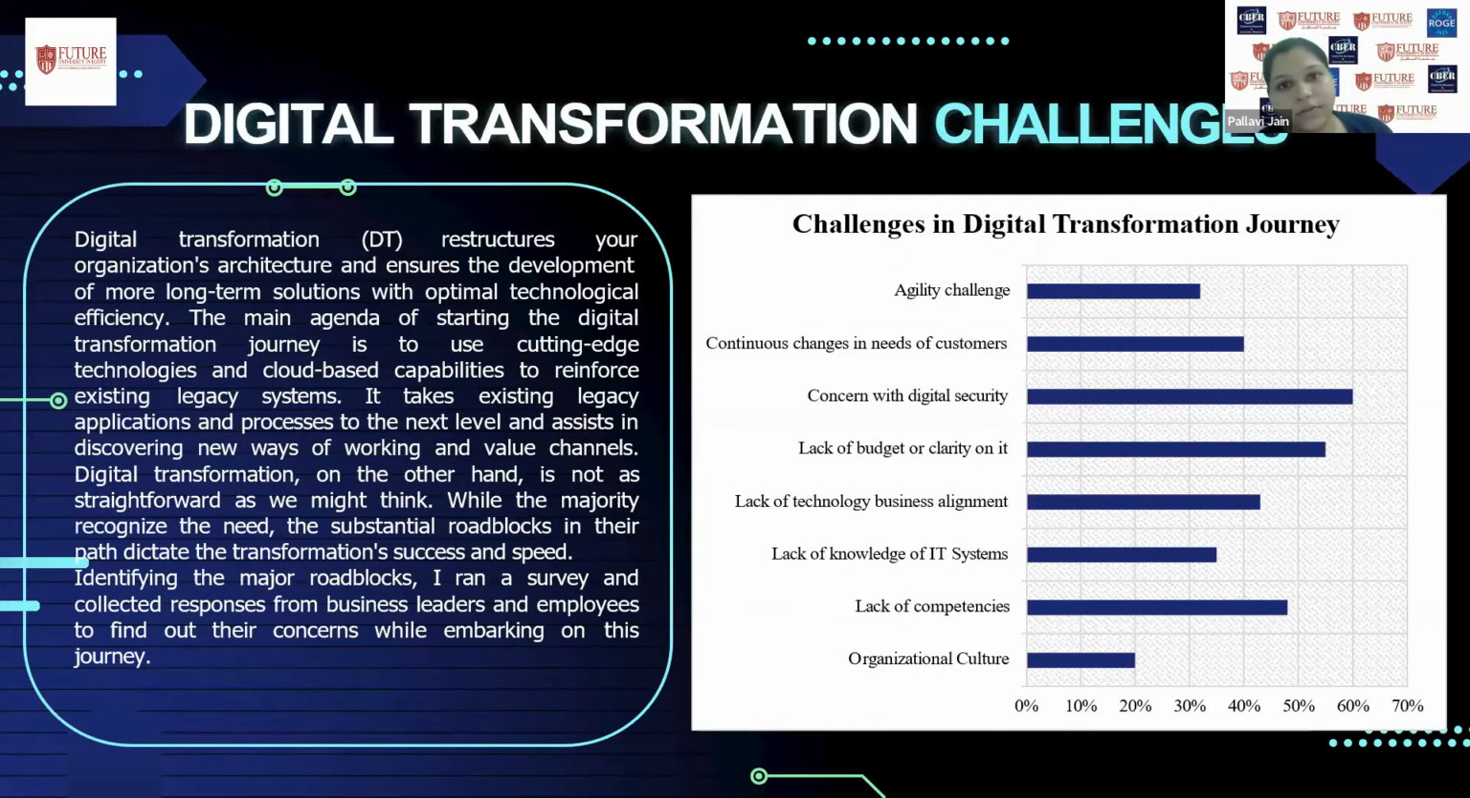So, first of all, what are the challenges that are faced when a company or any person wants to move towards a digital transformation? The customer needs are changing every day, and if everything is on cloud, there's obviously a concern with digital security. There is a lack of budget. Most of the companies know that they have to move towards digital transformation, but their workforce does not have the budget or the clarity on it. They don't have the proper systems, and the organizational culture does not allow them to move forward.